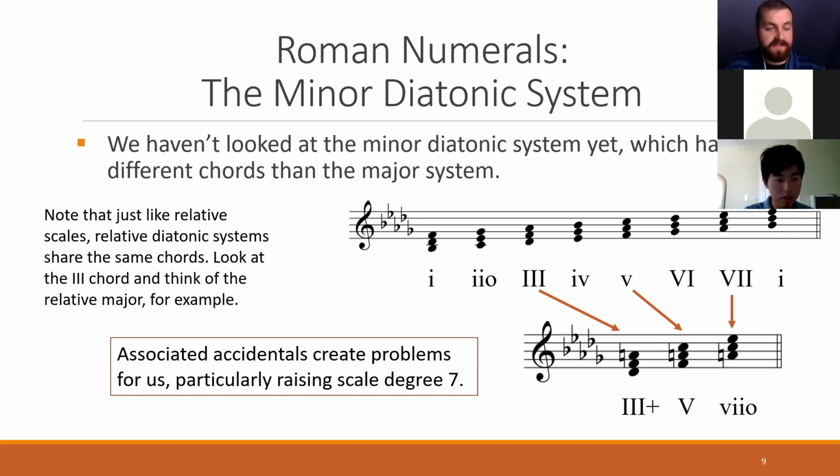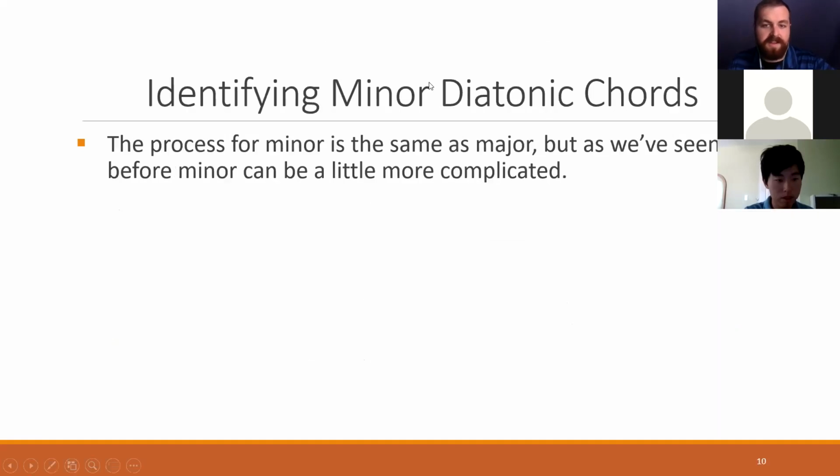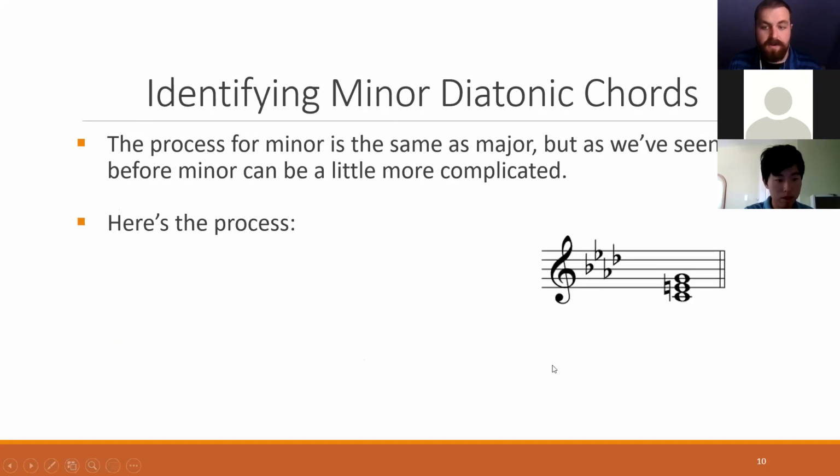So let's go ahead and now do what we just did for major and do the same thing for identifying minor chords. It's the same process as major. Minor as a system is more complicated because of our associated accidentals, but the identification process is identical. So that's good for us. Same thing as before. Here's the chord. We identify the minor key.